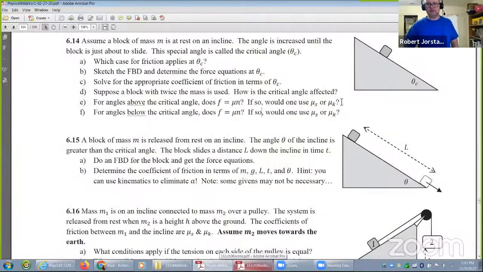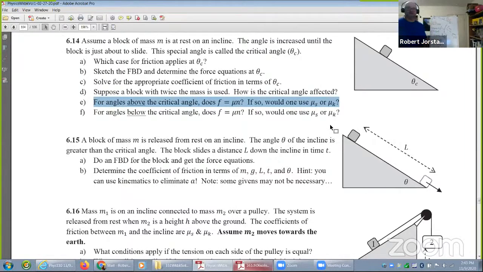All right. That said, let's go back there. Or was there a question? Well, I tell you what, let's finish these two out first. Let's say you use an angle above the critical angle. Does friction equal mu N? And if so, would we use mu static or mu kinetic? What do you think?